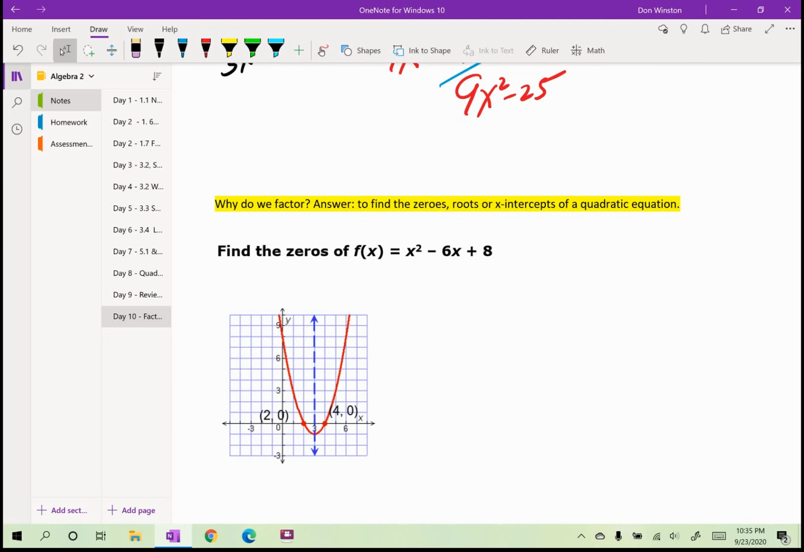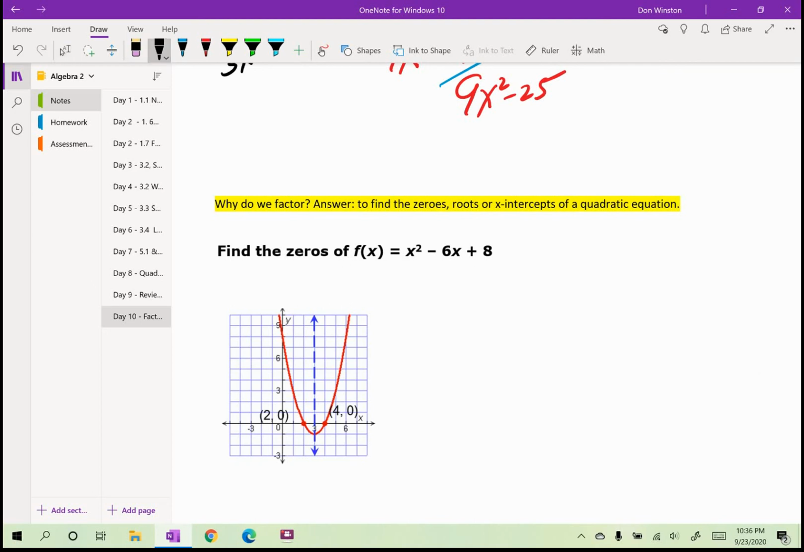And we need to factor to solve equations. We need to find the zeros. So let's look at what that means. Here I have a quadratic function, f of x is equal to x squared minus 6x plus 8. What does it mean to find the zeros?